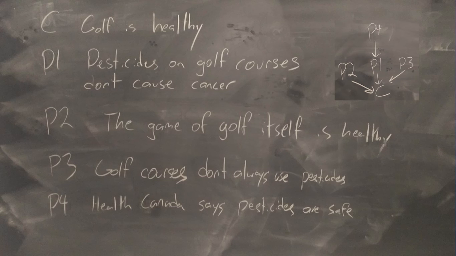I'm kind of confused, but how does P1 link to golf being healthy? Well, one reason that you might think that golf is unhealthy is that pesticides on golf courses cause cancer. Then the premise would be that it's managed well because they don't always use pesticides, so mitigated pesticides. So pesticides on golf courses don't cause cancer. Pesticides are not always used, so even if they did cause cancer, they're not always present. Something like that. So that would make sense.